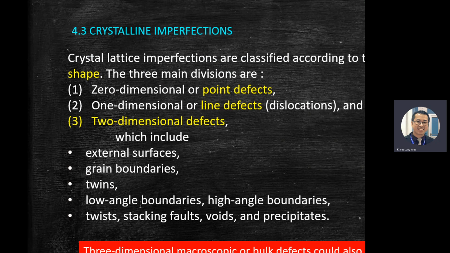And the larger one, once you develop more than 2D, it becomes 3-dimensional defect, which means you will see it at a microscopic level. If you take the corrosion module, it will be more on microscopic, more on 3-dimensional defects. For engineering materials, we will look up to 2-dimensional defects. So we focus on these types: point defect, line defect, and 2-dimensional defect.